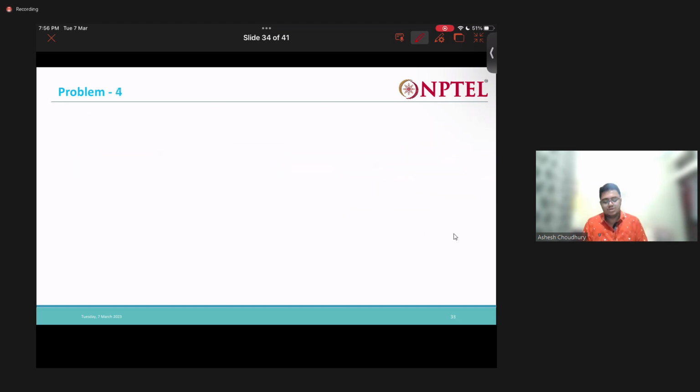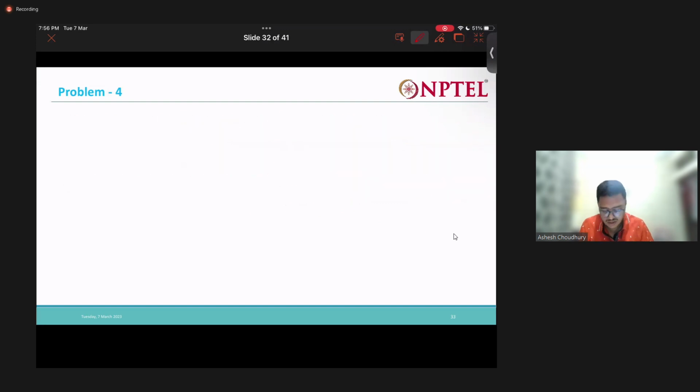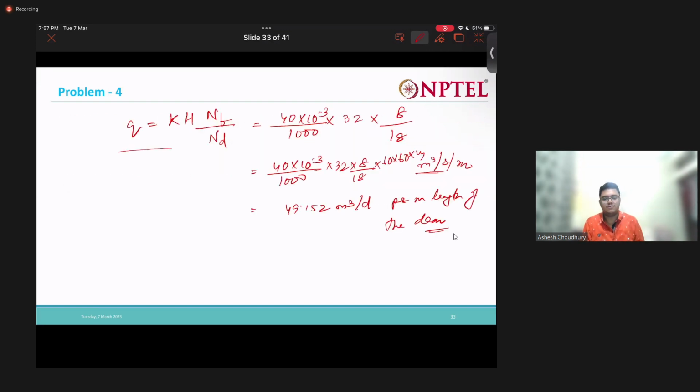Here everything, NF and ND, was given to you. But our task, if this is not given, generally it won't be known to you, right? NF and ND. So what we need to do is that in a proper scale we need to draw our hydraulic structure, and then we need to draw the flow lines and the flow net, and then count the number of flow channels and the number of drops, and then use this relation to determine the flow.